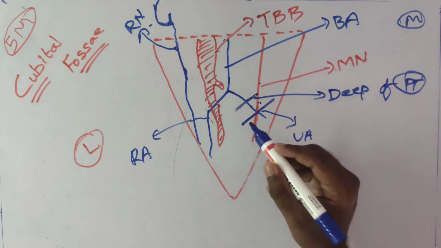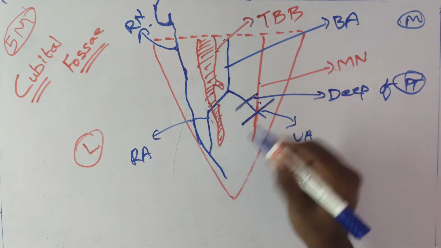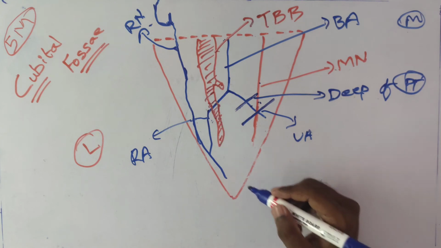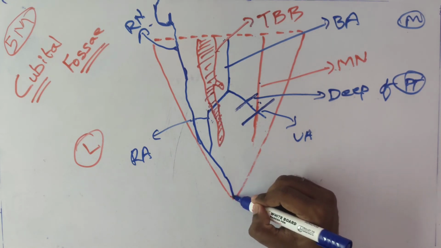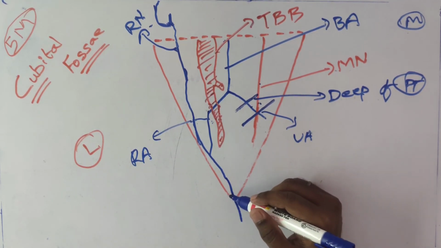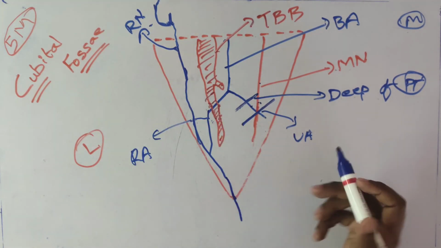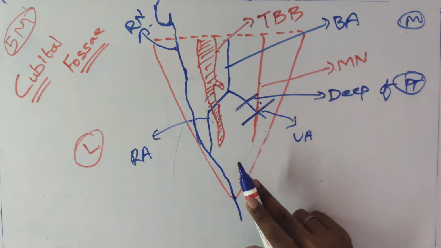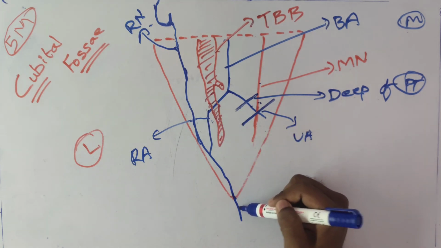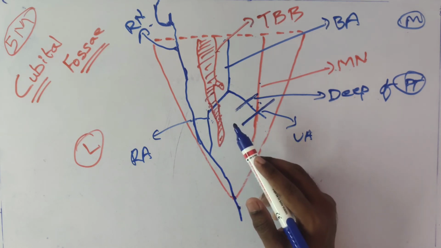Next thing, it leaves the fossa by piercing the supinator muscle. The entire triangle is called the cubital fossa. It leaves the fossa by piercing the supinator muscle. This is all about the radial nerve. It arises from the medial side of the lateral epicondyle, pierces the supinator muscle and comes out from the cubital fossa. It gives off the posterior interosseous nerve.